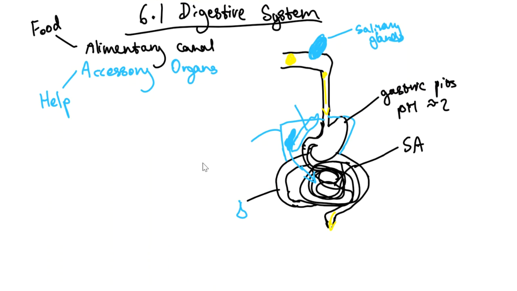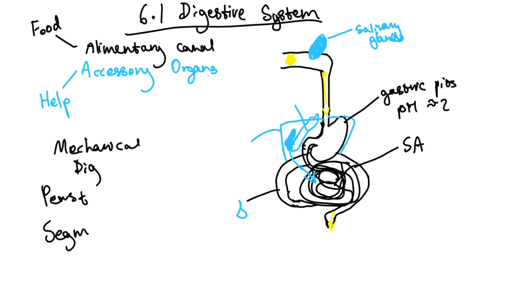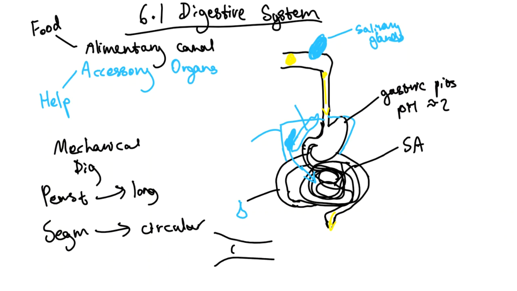Next, we learn about two types of mechanical digestion. There's peristalsis, and something else called segmentation. With peristalsis, we have longitudinal smooth muscles, and with this we have circular. With peristalsis, it's like a wave-like contraction, so it goes like this. So the food's here, goes in a wave, sort of.